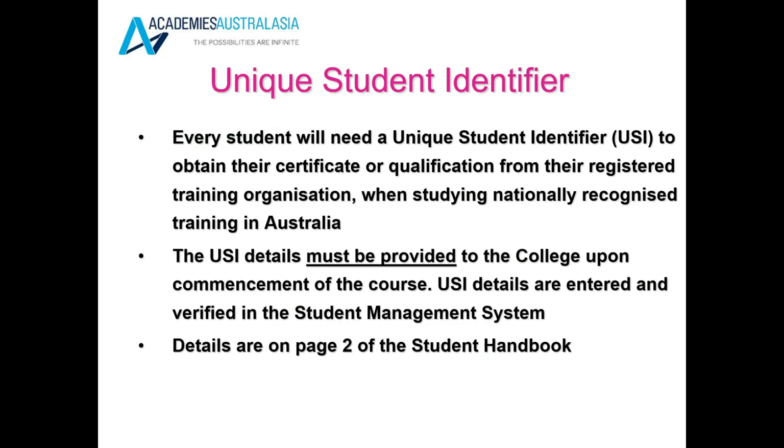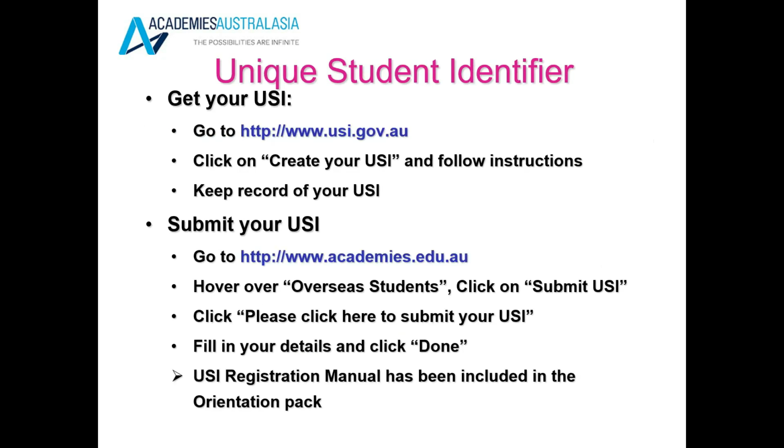The unique student identifier, the USI. You will need to set up a USI, and you cannot get a certificate or qualification without the USI. To get a USI, please go to this web address, www.usi.gov.au, and create your USI. Follow the instructions. Once you receive your USI, go to academies.edu.au and click on Submit USI, and just follow the instructions to submit your USI into Academies Australasia.